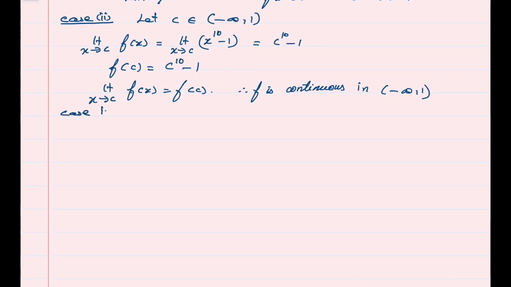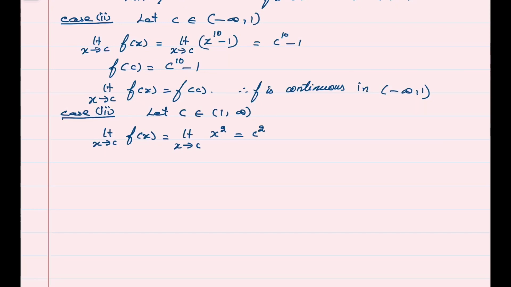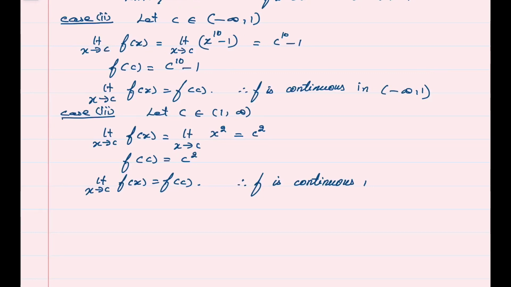Case 3. Now we will check for the next interval 1 to infinity. Limit x tending to c of f of x. Here c values are greater than 1. We will use the greater than 1 definition, which is x square. Substituting the limit value, we get c square. And f of c, using the same function, we get c square. Limit x tending to c of f of x and f of c are equal. Therefore, f is continuous in the open interval 1 to infinity. Therefore, f is discontinuous at 1 point, x equal to 1.